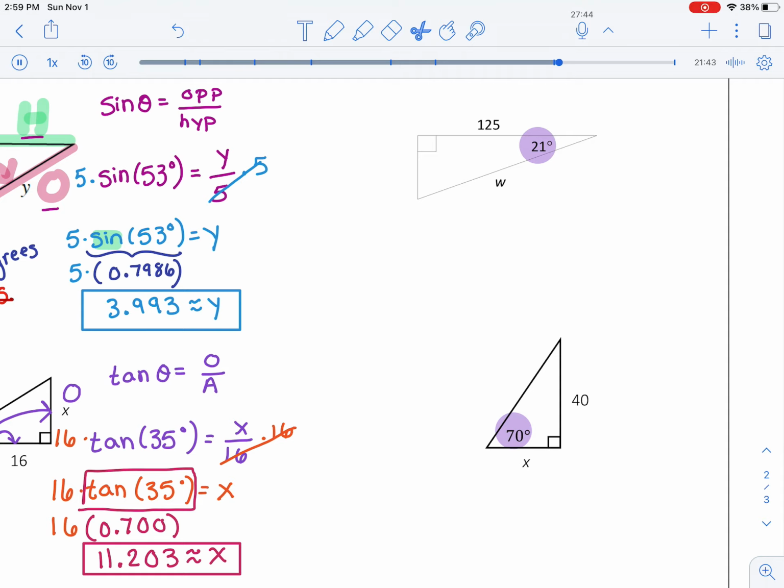So looking at this new problem, I have my angle of 21 degrees. That's my theta. My side length labeled 125 is my adjacent side. And my W that's across from the 90-degree angle is going to be my hypotenuse.